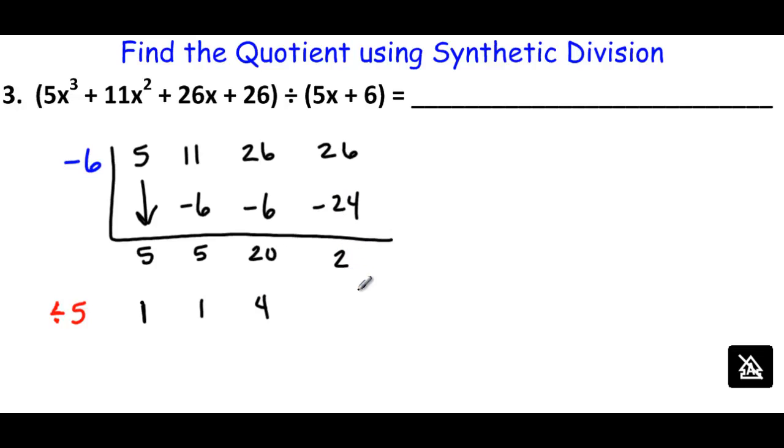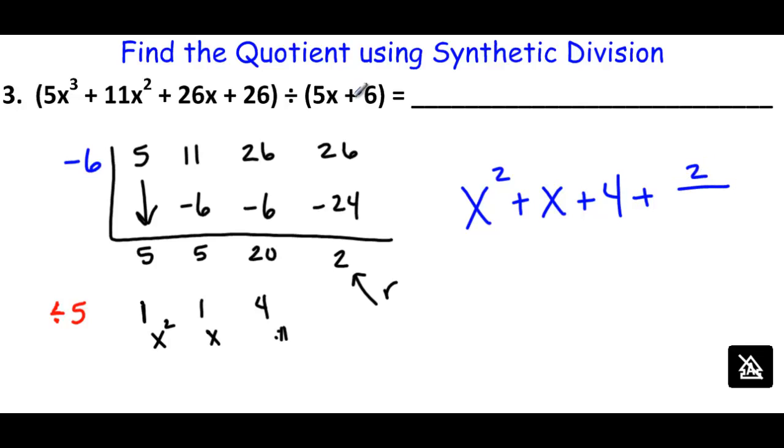Now the remainder you do not touch. Okay, this stays the remainder. We don't mess with the remainder. But how would I write this as an answer? Well, this is my remainder. These are my numbers, my x's, my x squareds. So let's write out this answer. If I look here, I get x squared plus x plus 4 plus my remainder is 2 over what did I originally divide by? 5x plus 6.